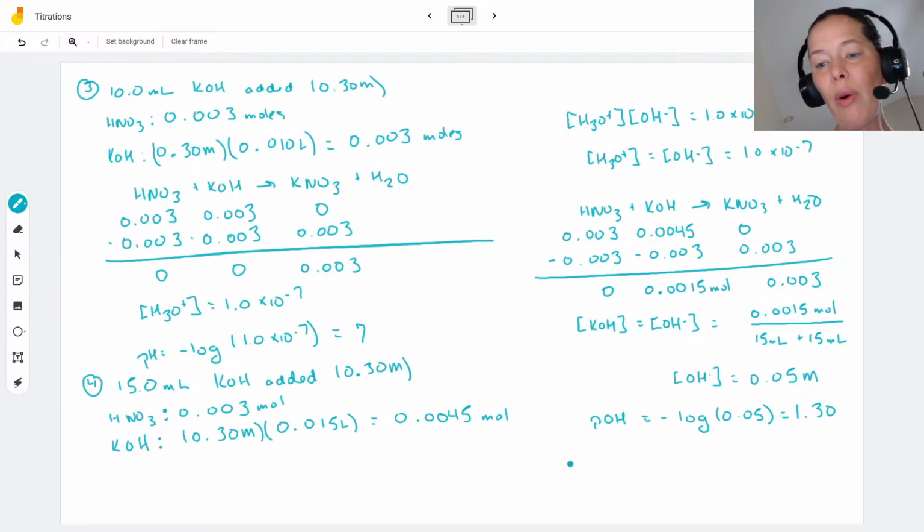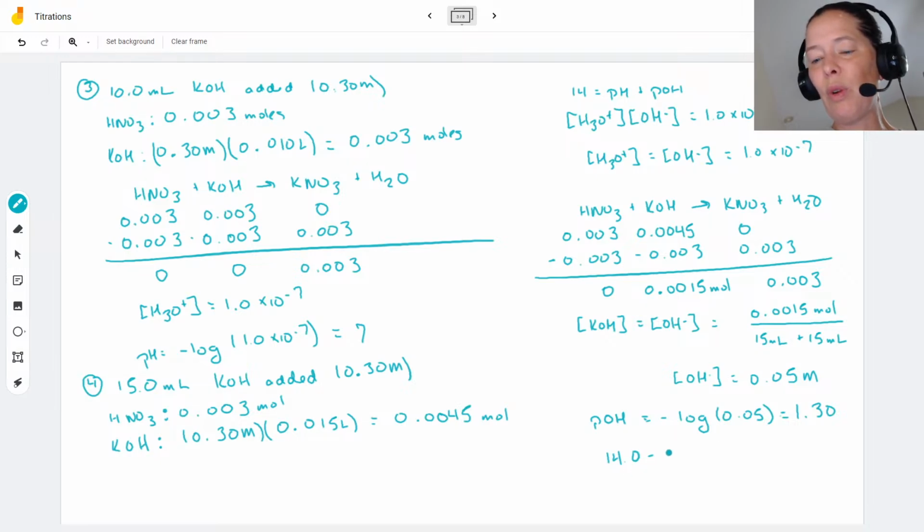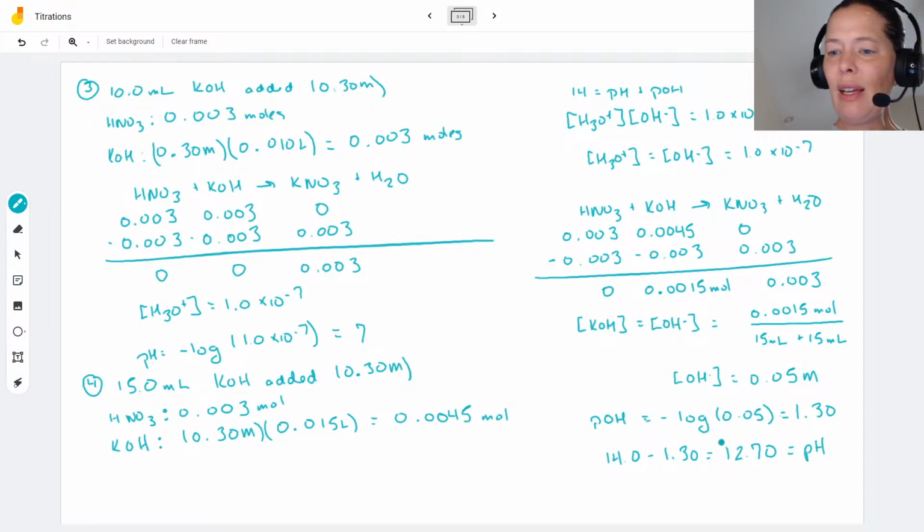And from pOH, if you remember, maybe I'll write this up here, 14 equals pH plus pOH. So this is a very easy calculation. I'm just going to take 14 minus 1.3. And that gives me a final pH of 12.70. This is equal to pH. And maybe I'll just box this here.